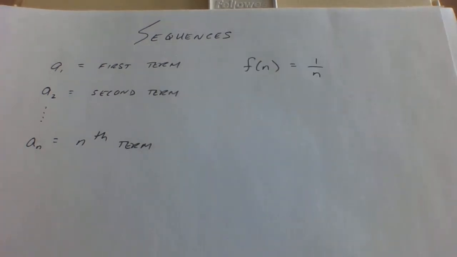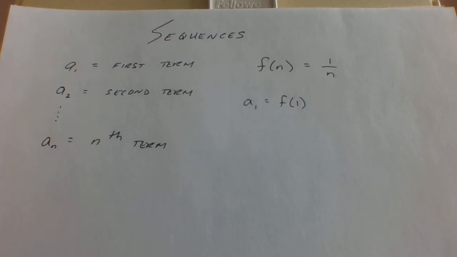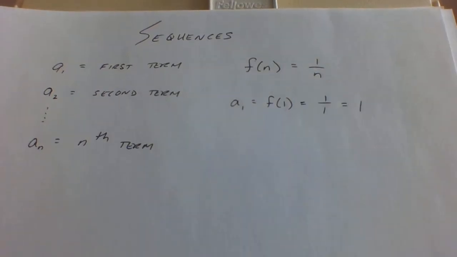Let's take a look at the following sequence. We have f of n equals 1 over n. Let's calculate our first couple terms of this sequence. A sub 1 is going to be the same thing as calculating f of 1. If we plug the n value of 1 into our function, we're going to get 1 over 1, which is equivalent to 1. So our first term in the sequence is a 1.